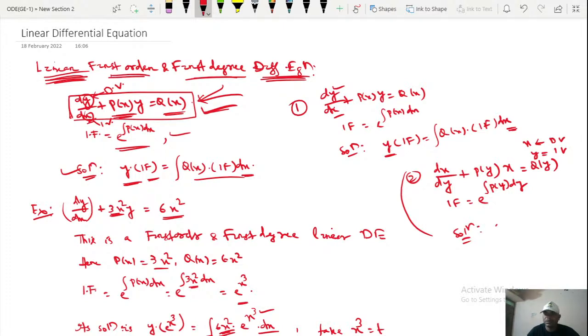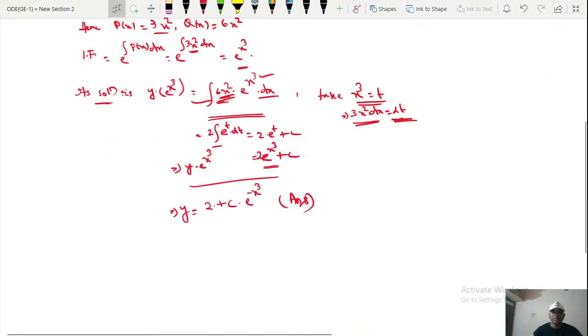For this one you can write: x times the integrating factor equals the integration of q of y times the integrating factor dy. That's the reverse of this thing. In place of x you have to write y, and in place of y you have to write x. So this is one solution.